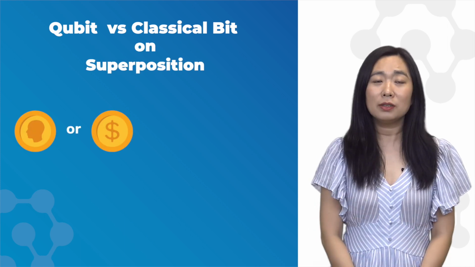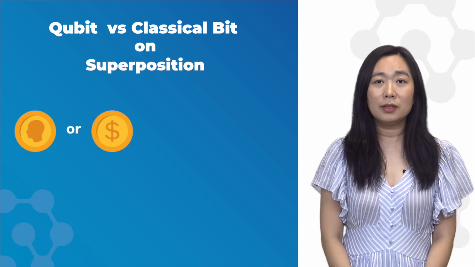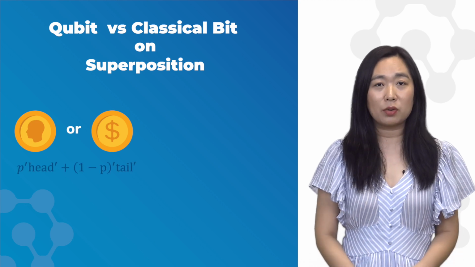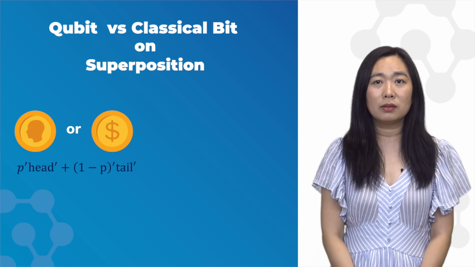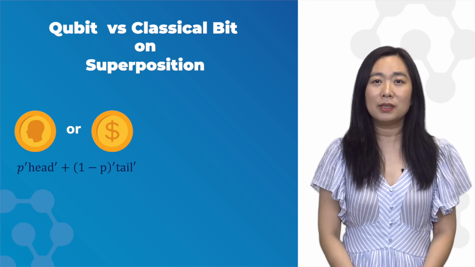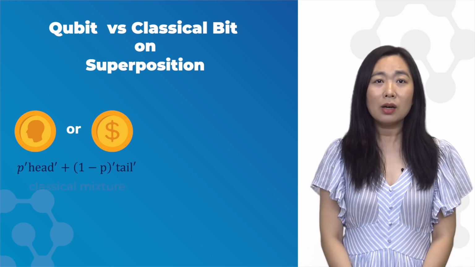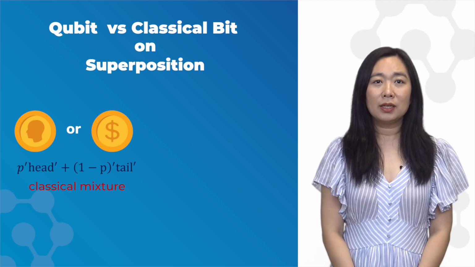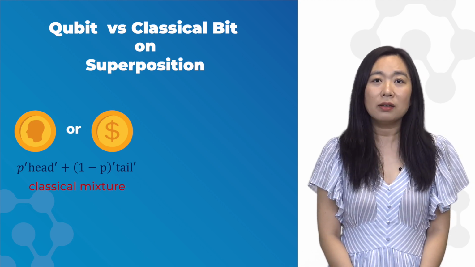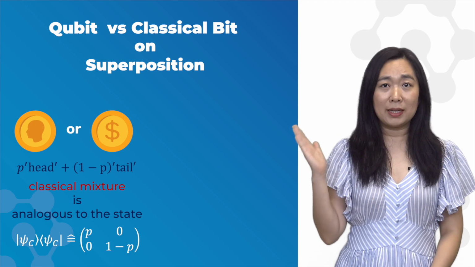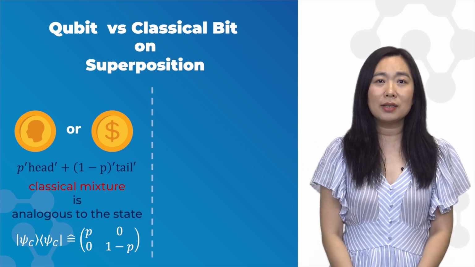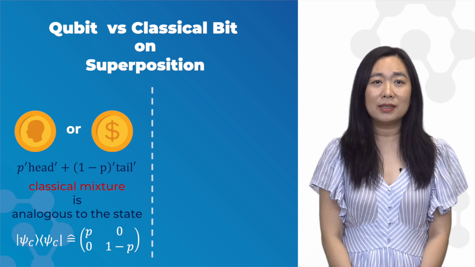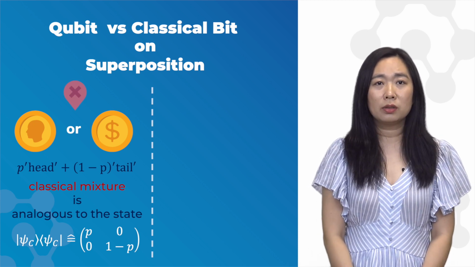At any moment during a coin tossing, the state of the coin can be described by p times head plus 1 minus p times tail, where p is the probability of getting head. We call this a classical mixture. Such a classical mixture is analogous to the state psi c in the quantum description.